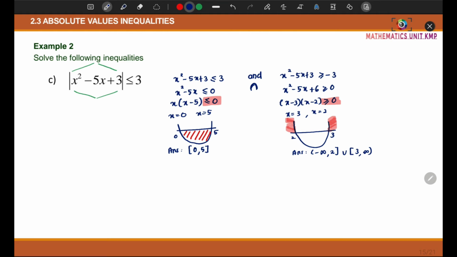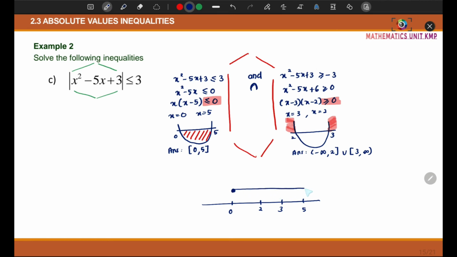Okay, we still follow the diamond method. So we have separate the inequality, we have calculate the inequality, then we will combine the answer. So combine the answer in the same number line. So put all the values. So we have 0, 2, 3, and 5. Okay, for the first answer, we have closed interval between 0 to 5.